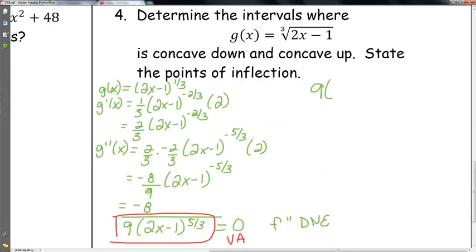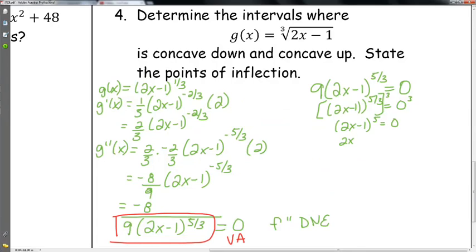So I have 9 times (2x minus 1) again to the 5/3. Again, that's my denominator. And so if I divide both sides by 9, I get (2x minus 1) raised to the 5/3 is equal to 0. If I cube it to get rid of the third, again, this will be (2x minus 1), oops, forgot my 1 in there, raised to the 5th is equal to 0. And then if I take the 5th root, I get 2x minus 1 is equal to 0. So x is equal to 1/2. So there's my potential point of inflection.